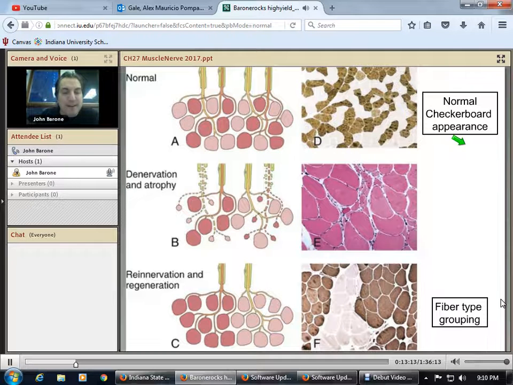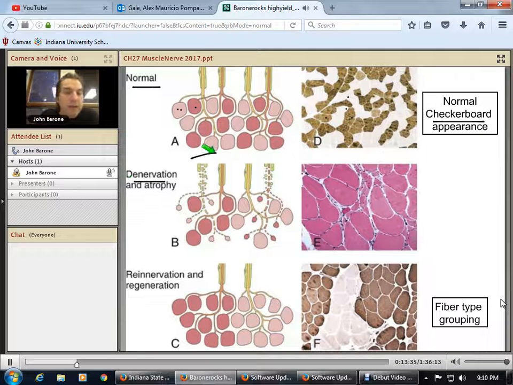Now, here's another example of denervation, reinnervation. Normally, we should see a checkerboard pattern. We should have type 1 fibers and type 2 fibers kind of interspersed. And here's what it looks like with a real picture under a microscope. So again, we have these paler fibers and these darker fibers. It's basically a checkerboard. That's what muscles should look like.